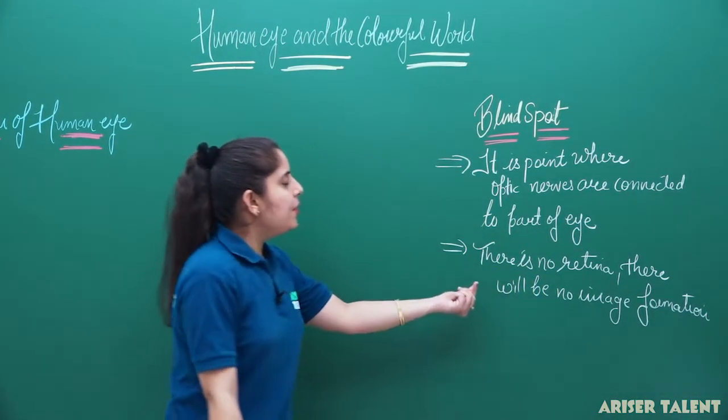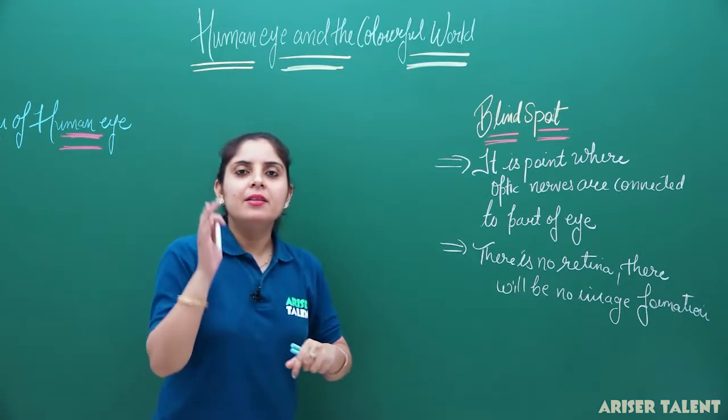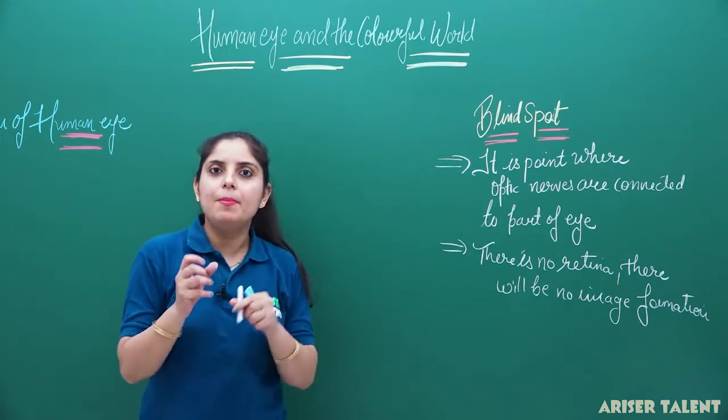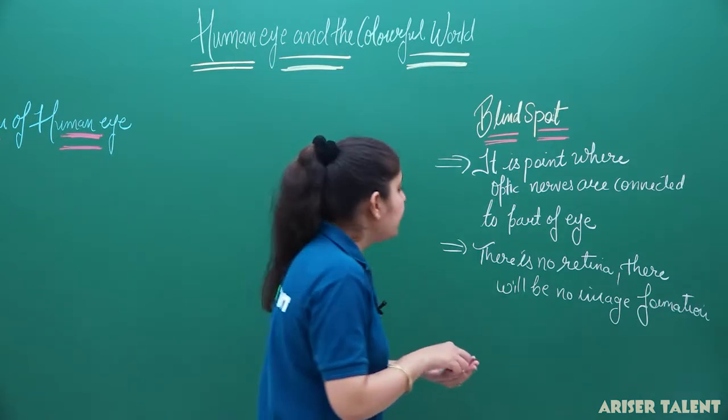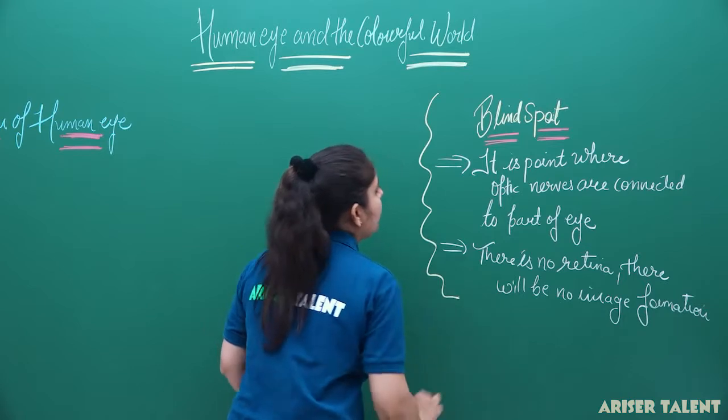So, this point is known as the blind spot of the eye because there is no retina, so there is no image formation on that part. That's why it is known as the blind spot. This is a very important term, so just note that part from here.